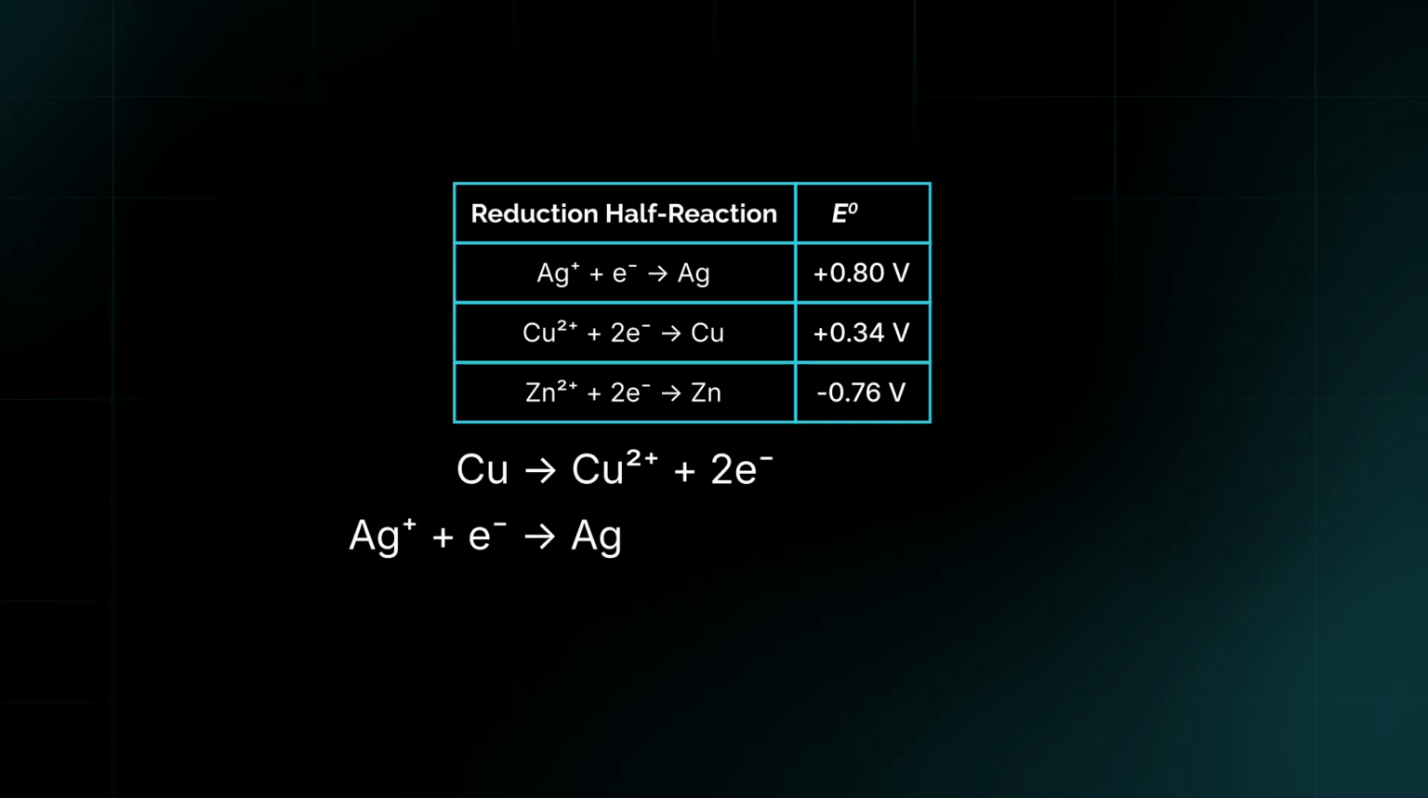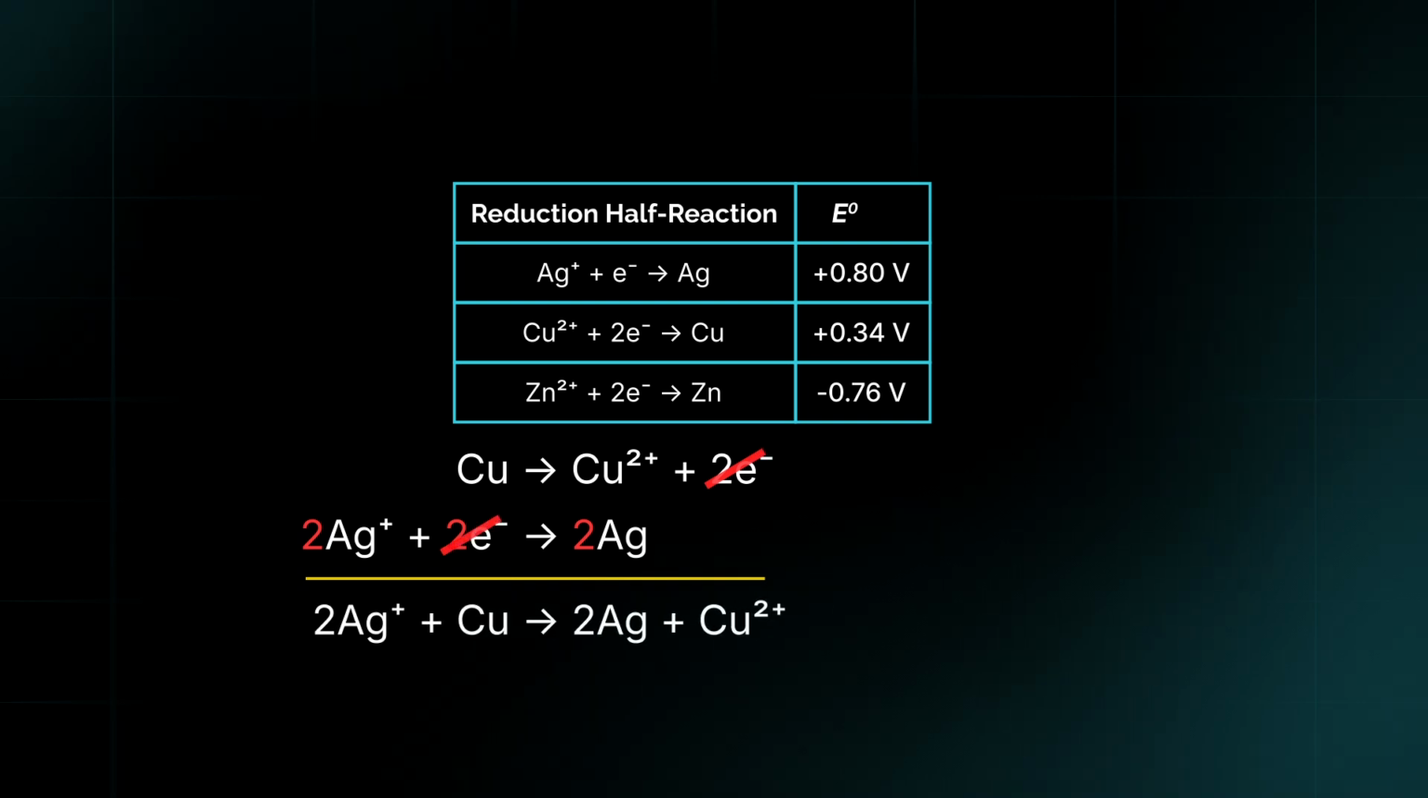But there's a problem. The electrons don't cancel out. Each silver ion only takes one electron, while each copper atom loses two. To balance the reaction, we double the silver reaction so that the electrons cancel when we sum the reactions.